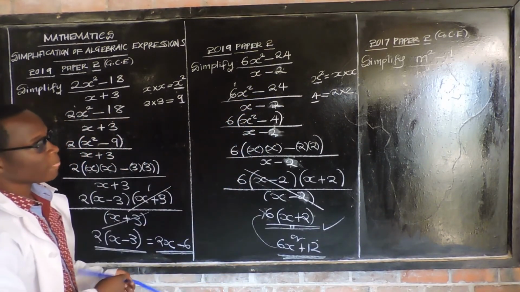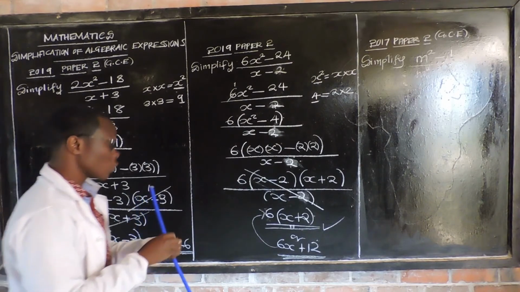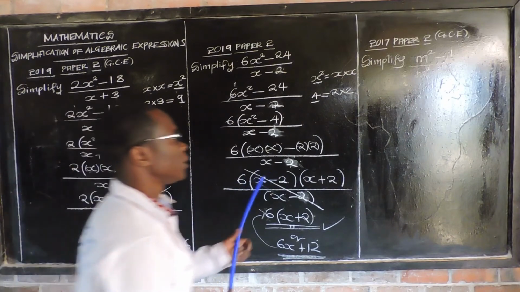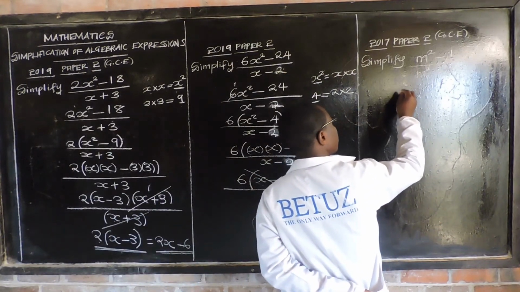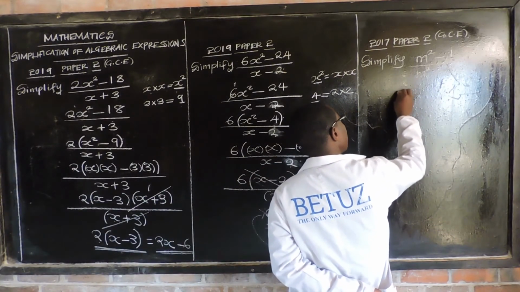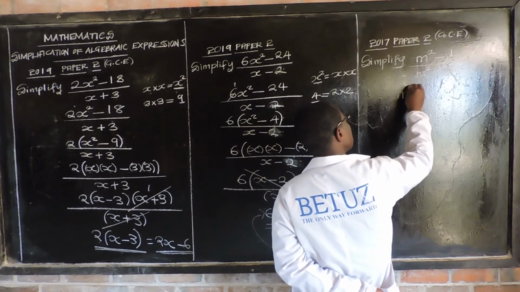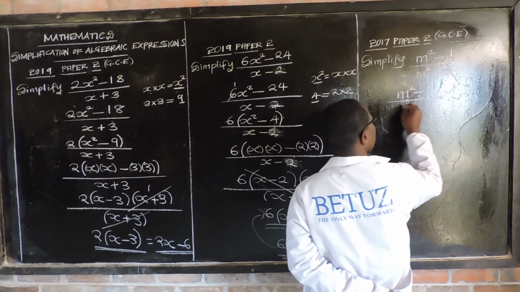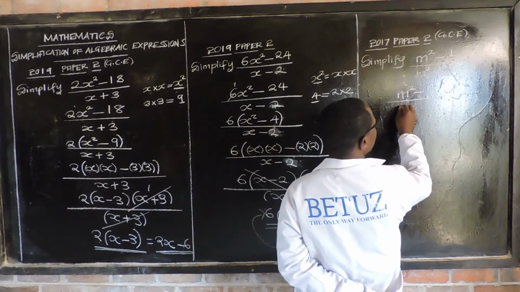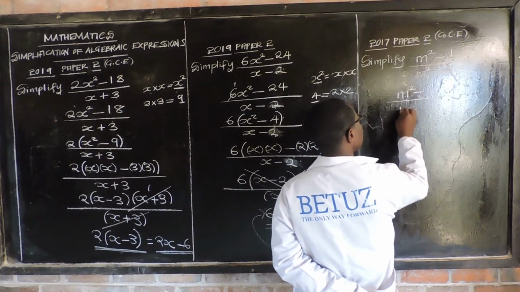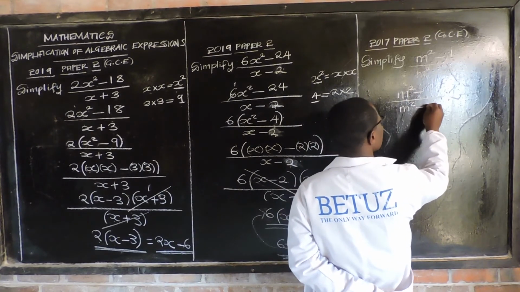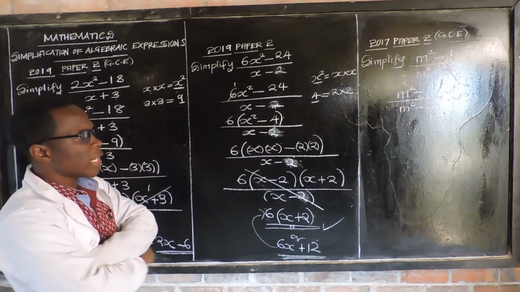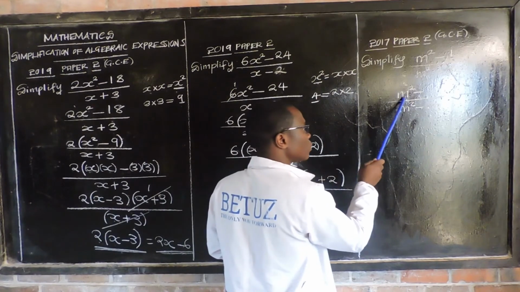Let us now look at the last one. That side, which is 2017 paper 2. It's saying simplify m squared minus 1 over m squared minus m. Okay, so first we can simplify the numerator, then we're going to see the denominator later on.